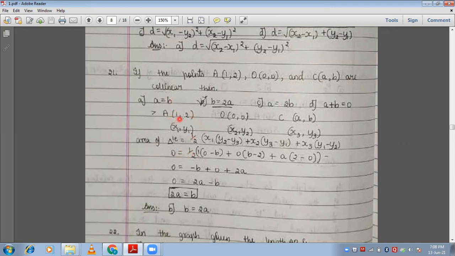Here, A of 1, 2 is x1, y1. O of 0, 0 is x2, y2. And C of A, B is x3, y3. Substitute the values here. You will get 2A equals B. So option B is correct.